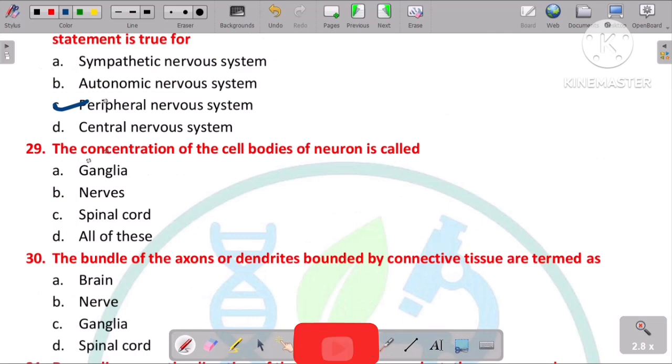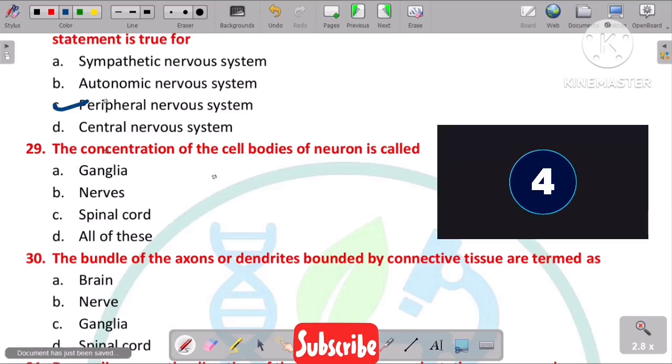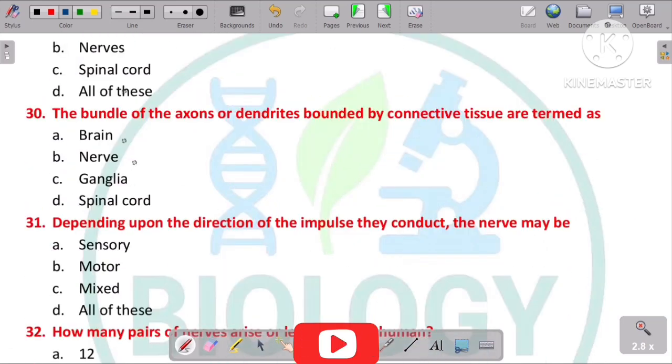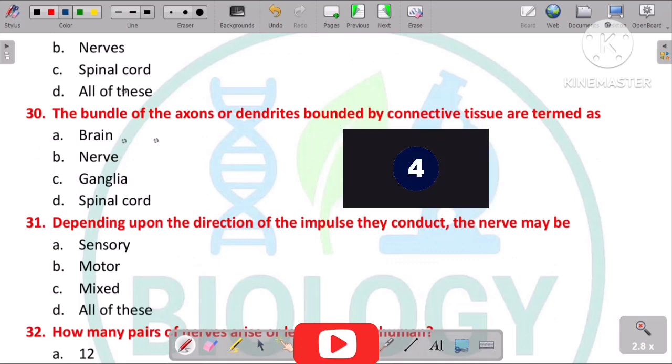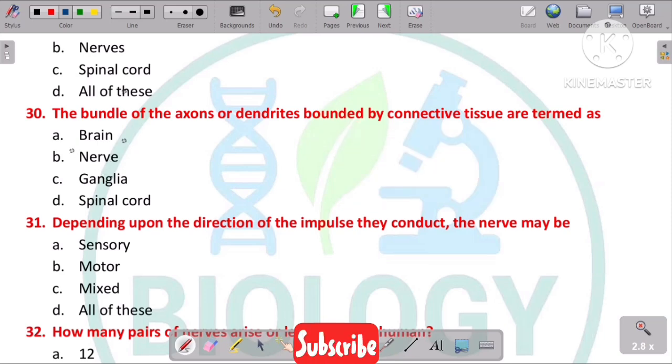So the next question is, the concentration of cell bodies of neurons is called. So the options are. So the right answer is option A, ganglion. So the next question is, the bundle of axons or dendrites bounded by a connective tissue are termed as. So the options are. So the right answer is option B, nerves.